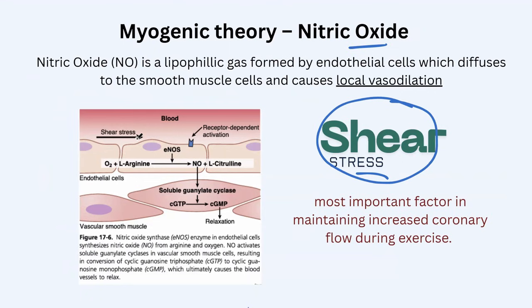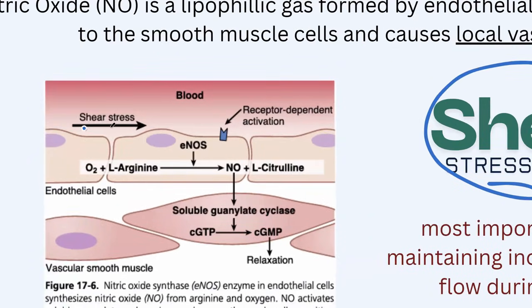Now, if you look at this diagram over here, there is shear stress, right? That is going to cause the formation of nitric oxide. Nitric oxide is going to go into the smooth muscle cell. It's going to make cyclic GTP convert to cyclic GMP, cyclic guanylyl monophosphate. So cGMP, in essence, is what causes relaxation, okay?